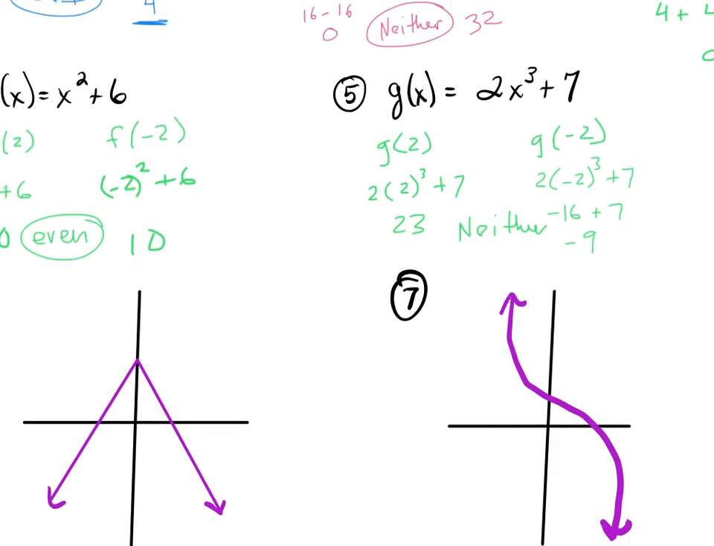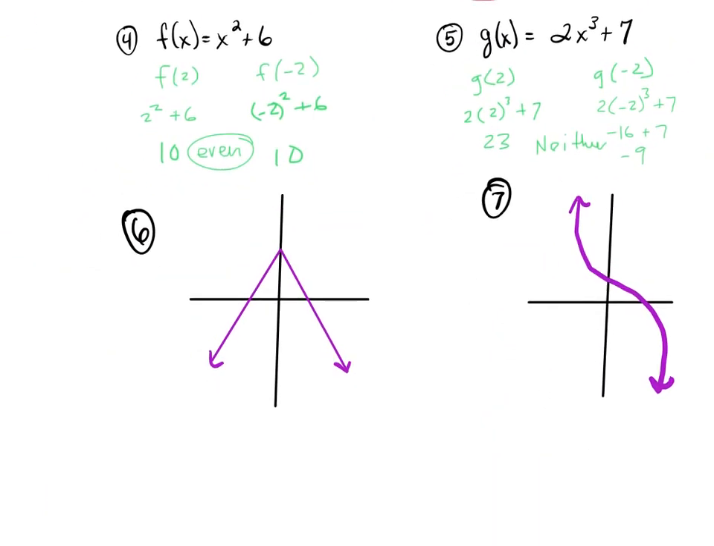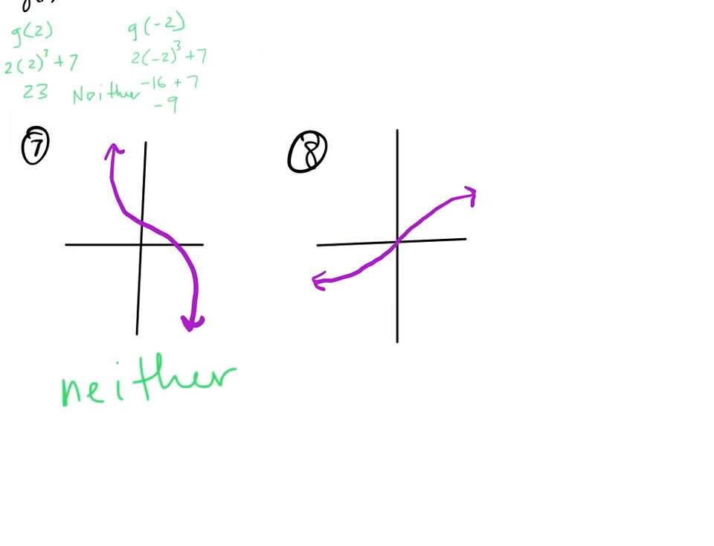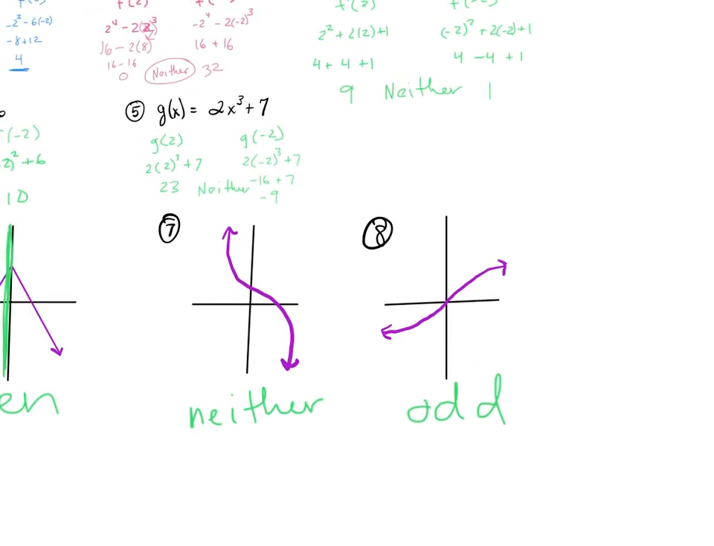All right, and then looking at our graphs real quick. Number 6, is this symmetric with respect to the y-axis or with respect to the origin, or neither? The y-axis. So is this even, odd, or neither? Even. What about number 7? Not symmetrical. So would this be even, odd, or neither? Neither. And then number 8? Odd. Awesome. So that's it for the notes.